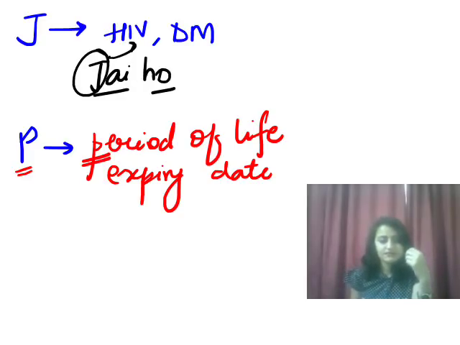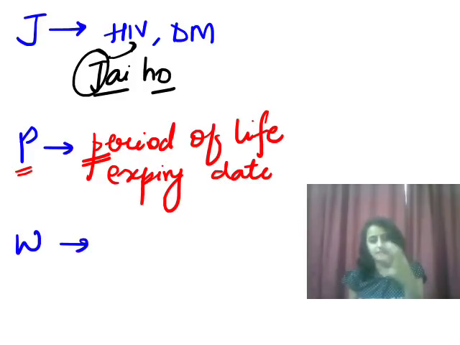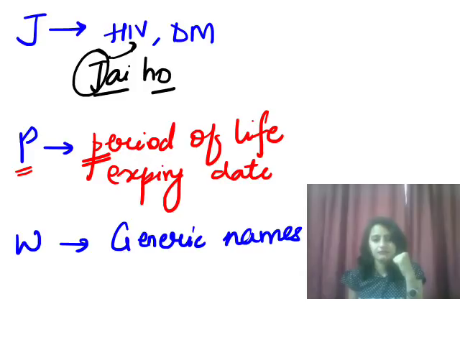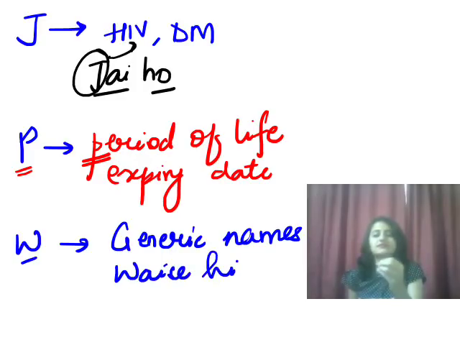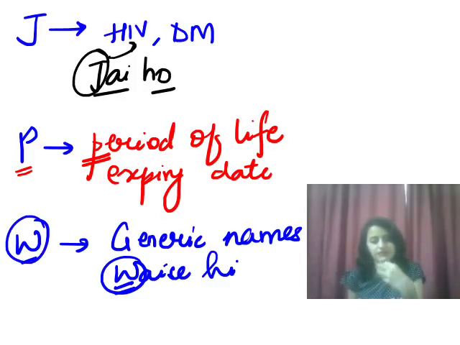The next is schedule W. So schedule W includes drugs which are to be sold only under generic names. So how do we remember that? Under generic names, meaning you have to sell them just as they are. You cannot change the name, you cannot give a brand name. So that is schedule W. That is, the drugs which are sold under the same name.